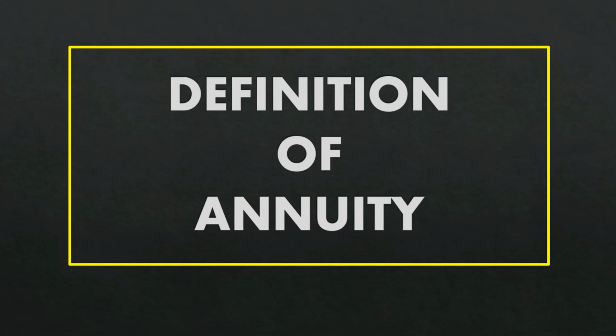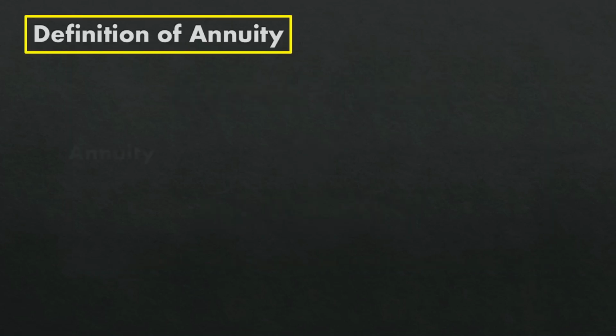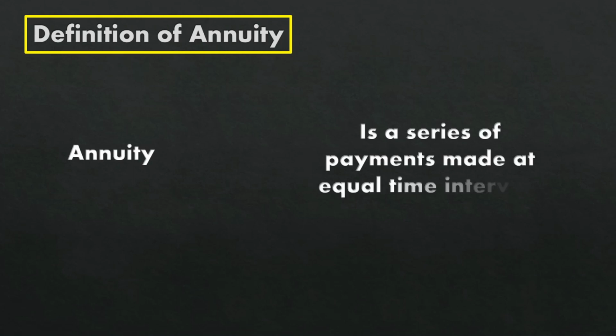So we will be starting with the definition of annuity. Annuity is a series of payments made at equal time intervals. Ibig sabihin, magkakaroon ka ng payments na ginagawa mo every equal time interval. Let's say weekly nagbabayad ka, or monthly, or yearly. It's up to the payment method na pinili mo. Pero dapat yung time interval ng pagbayad mo ay equal. Ibig sabihin pare-parehas. Hindi pwedeng magbabayad ka daily, tapos next monthly naman. Bawal yon.